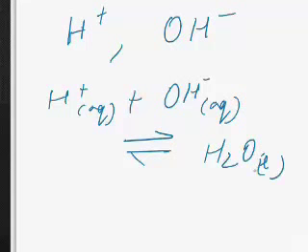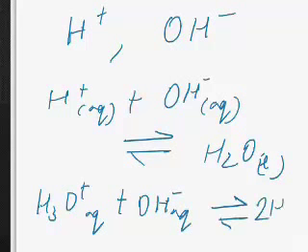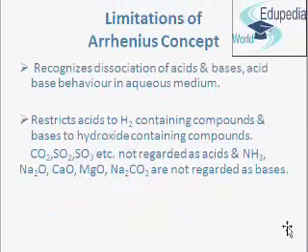We can also write the above equation as H3O+, that is hydronium ion. It reacts with OH-, that is hydroxide ion, and will form water. So these are the examples for dissociations of acids and bases. Now, limitations of Arrhenius concept.